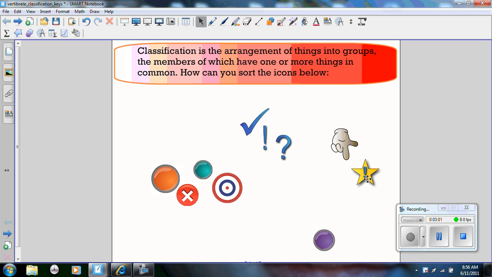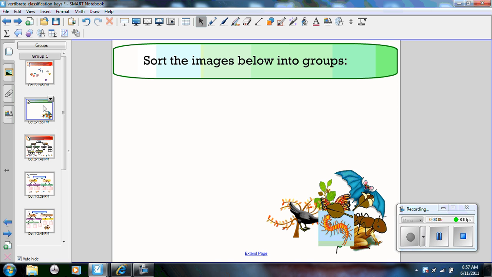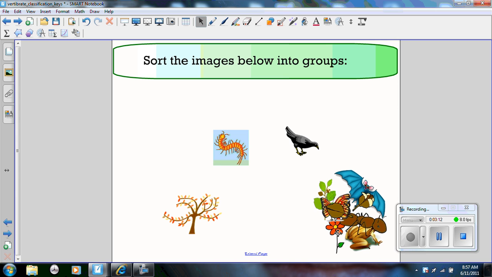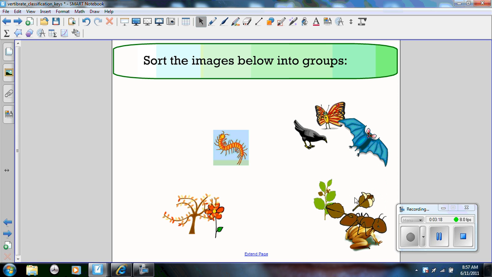So you can see there are numerous ways that students can sort the objects. Again, sorting the images below according to their similarities and differences. So those students might drag across the plants, maybe animals that fly, animals that don't fly. Again, it's an open-ended activity.